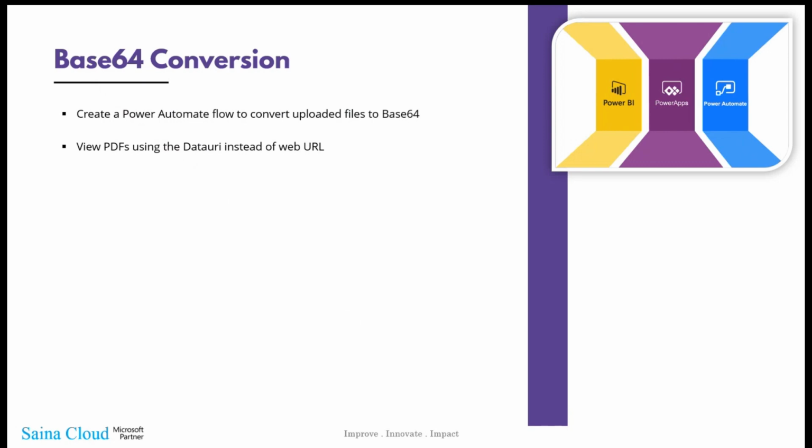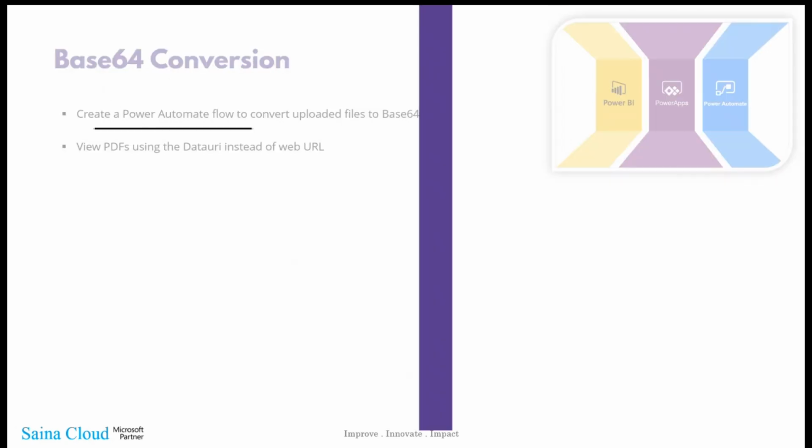You can use web URLs as well. For a web URL, you will have to store the file somewhere or stage it somewhere. But in this case, it will be used on the fly, so you don't have to stage the data somewhere. As soon as you upload a file, you can view the file in Canvas app. Let's move on to the demo now.